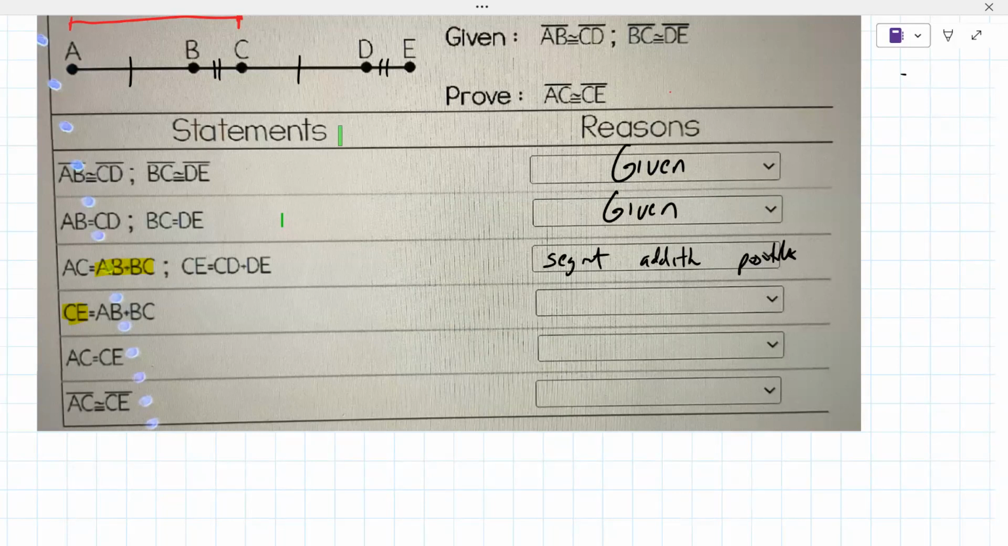Oh, and they're saying AB and BC, which is basically AC, is congruent to CE. Yeah, but there's a problem. I remember this now. There's an issue with this. So what we're trying to say is that, why did they do this?